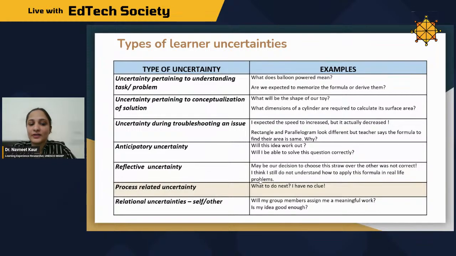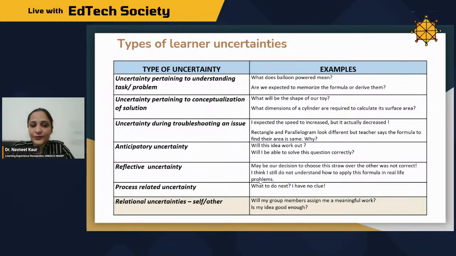Okay, then we have process related uncertainty, and it is very prevalent because students are faced with information that usually they don't know about. There are so many unknowns, so they'll always have questions about what should I do next, what is the process of doing it. And sometimes they'll be clueless, in the sense that they'll just feel demotivated and not do anything. So they have those uncertainties related to the process of doing the task or achieving the goals that they have set.